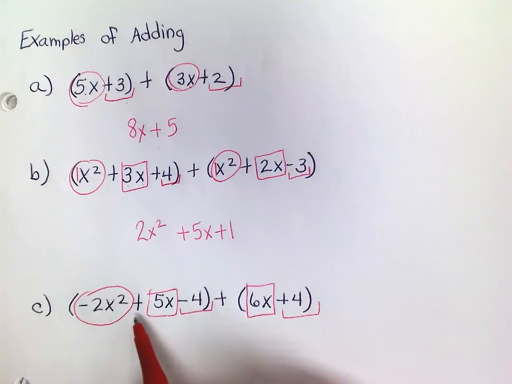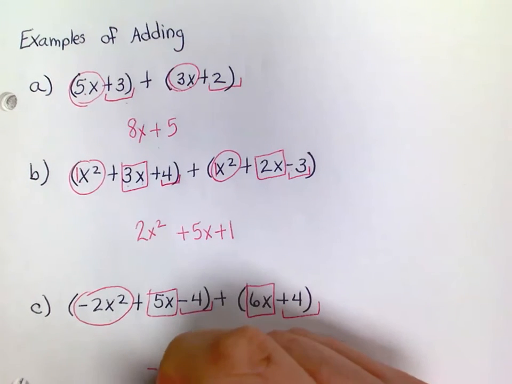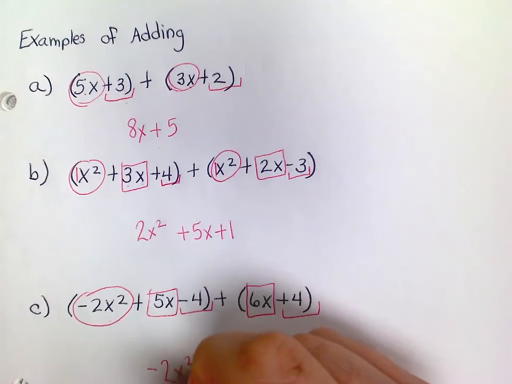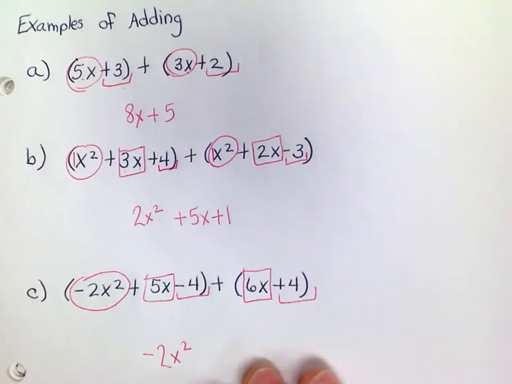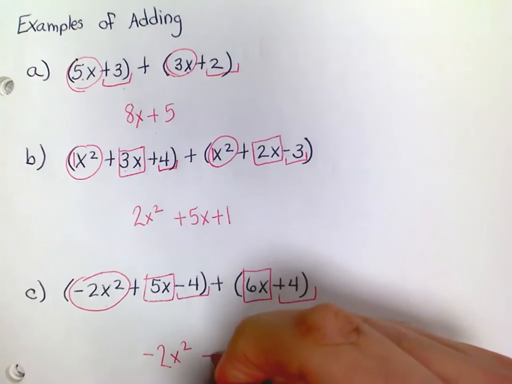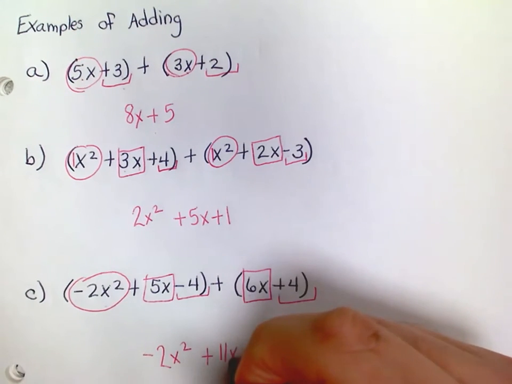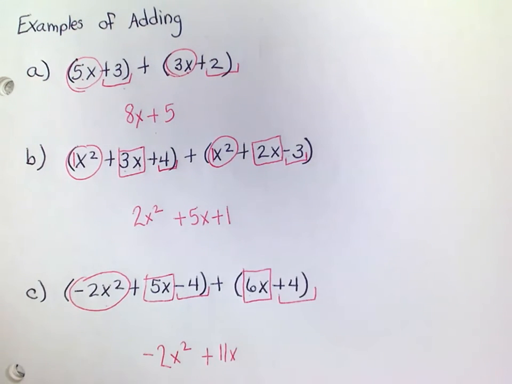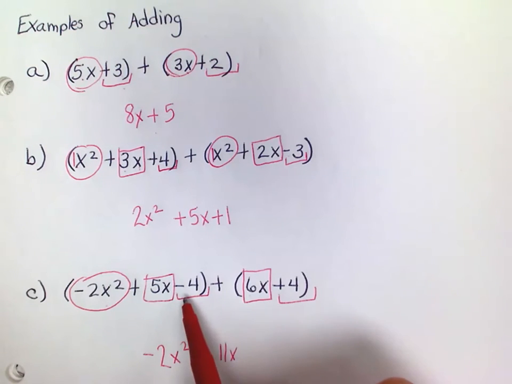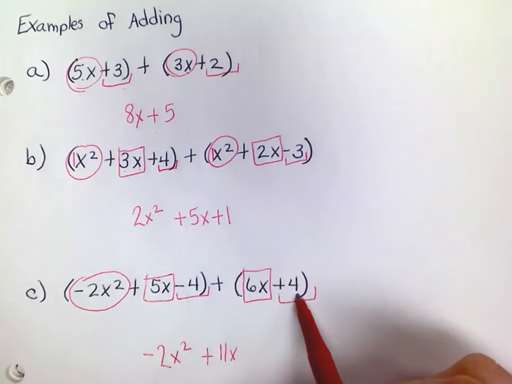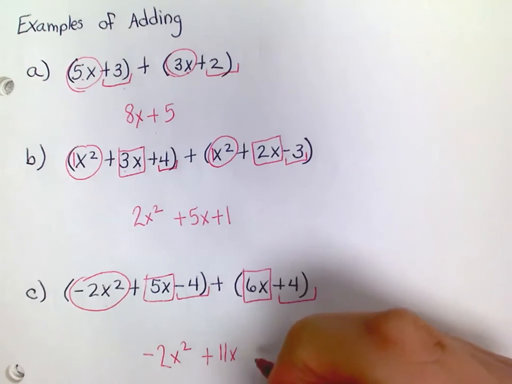So stuff that is circled, just that negative 2x squared, bring it on down. Anything that's boxed, let's combine those. So we have 5x plus 6x. We combine those, we get 11x. And finally, things that are just underlined that have no variable, we have negative 4 plus 4. We combine those, we get 0.